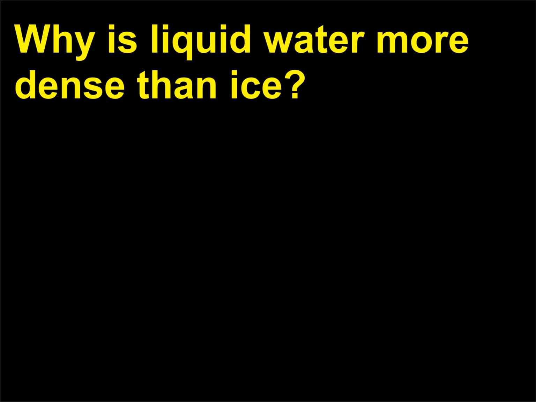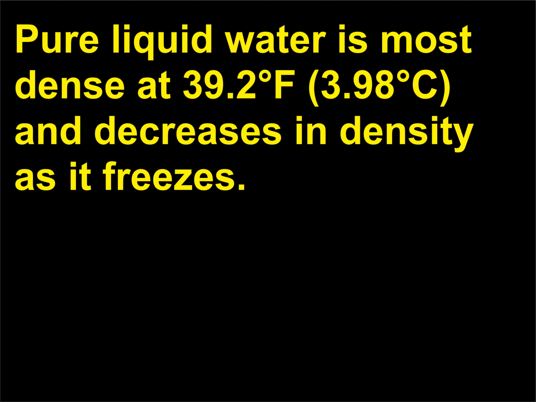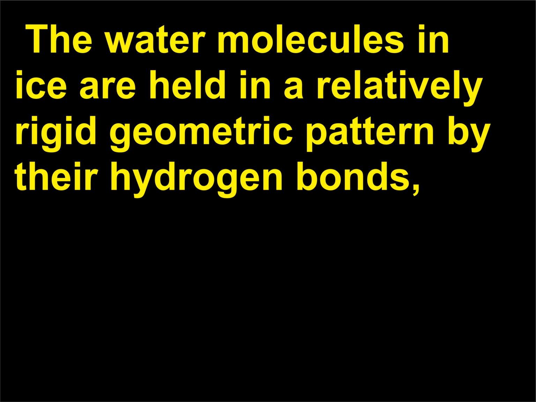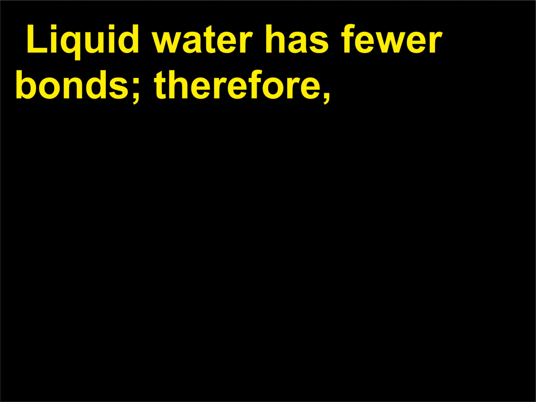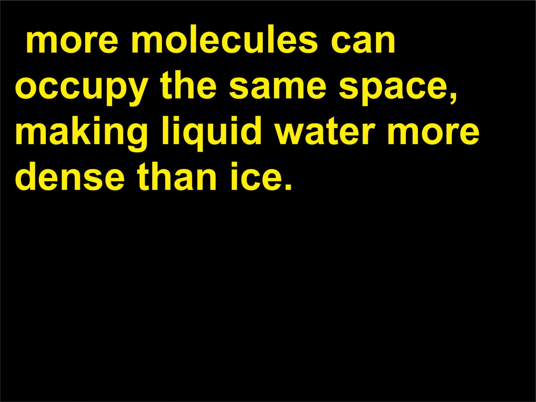Why is liquid water more dense than ice? Pure liquid water is most dense at 39.2 degrees Fahrenheit, 3.98 degrees Celsius, and decreases in density as it freezes. The water molecules in ice are held in a relatively rigid geometric pattern by their hydrogen bonds, producing an open, porous structure. Liquid water has fewer bonds, therefore, more molecules can occupy the same space, making liquid water more dense than ice.